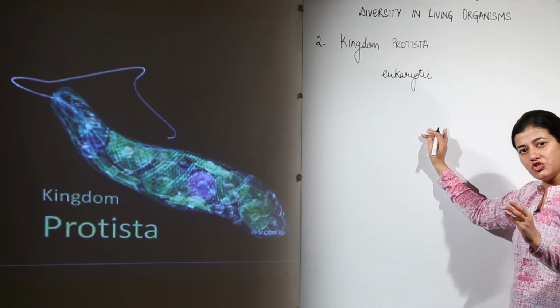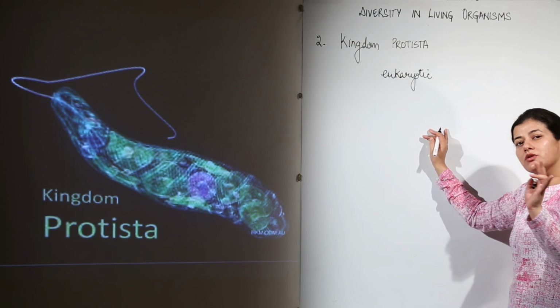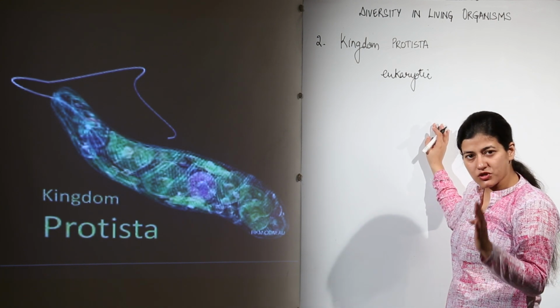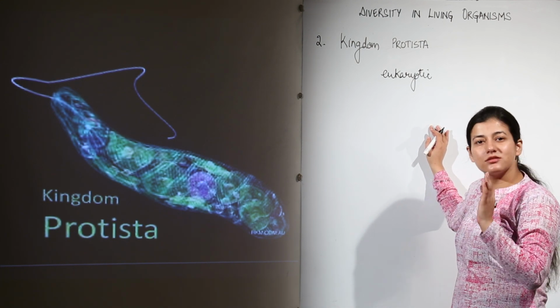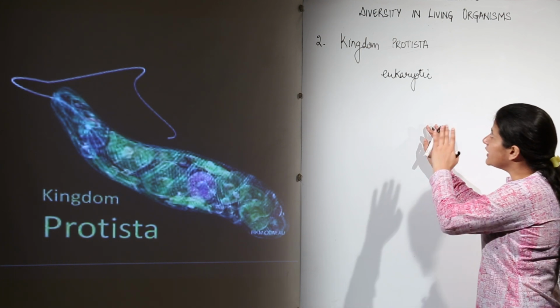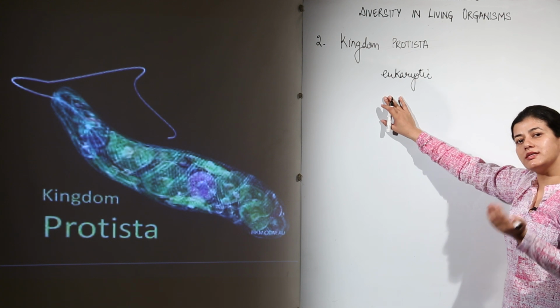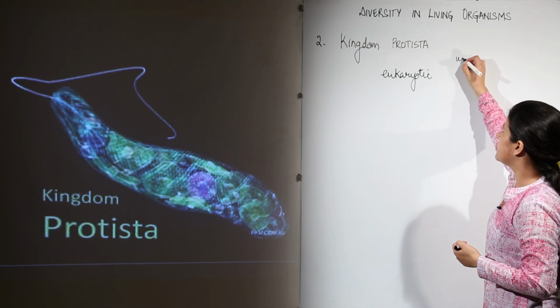If I talk about fungi, if I talk about Plantae, and if I talk about Animalia, all these kingdoms have eukaryotic cells, which means that a well-defined nucleus is going to be present. But in kingdom Protista, the cell would be eukaryotic, but all the cells would be unicellular.